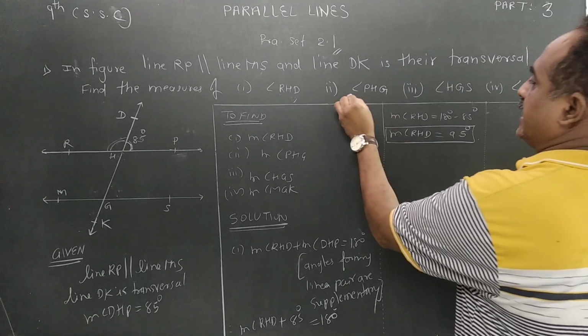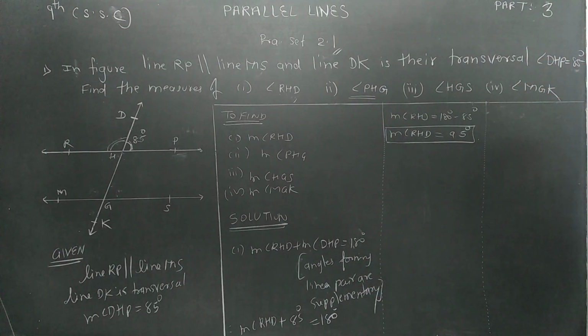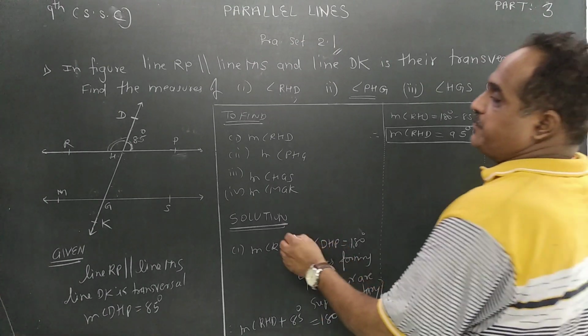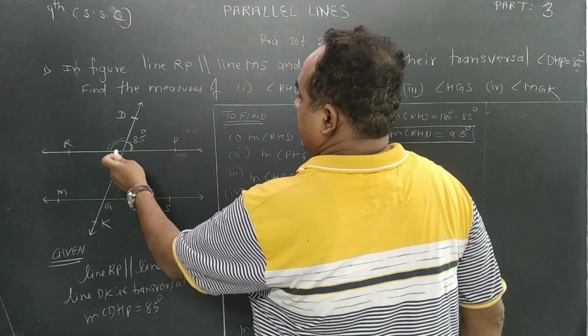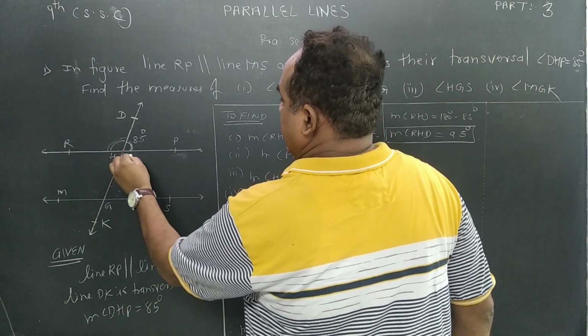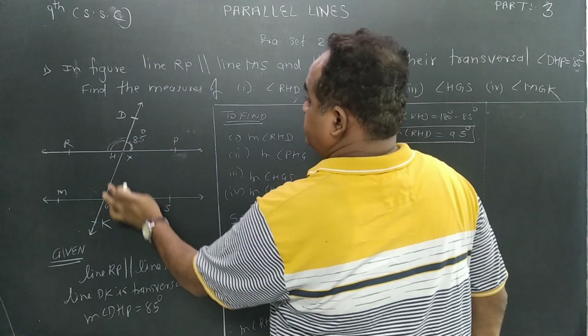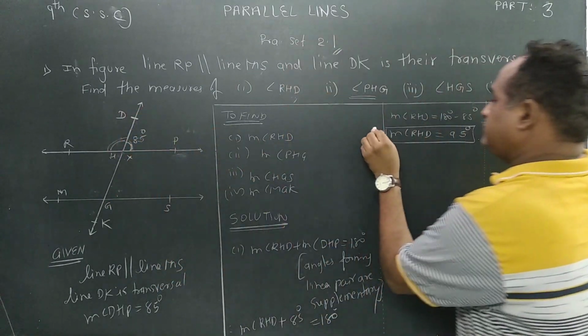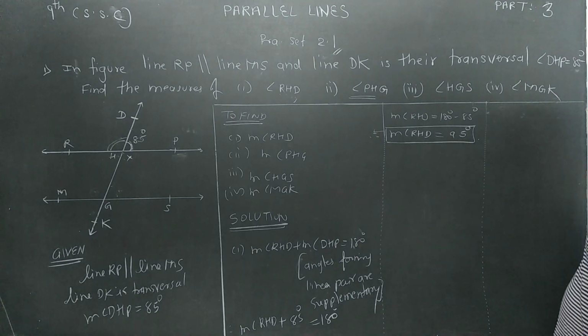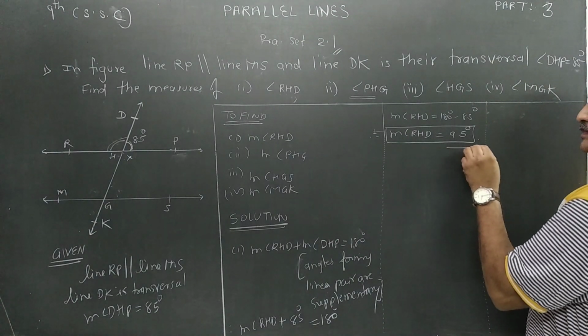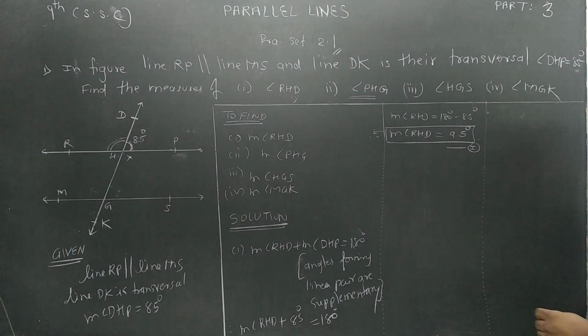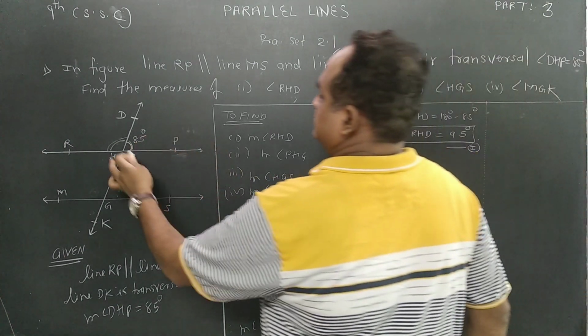Then we are going for the second question. Okay, got it? Now, the second question they have asked you is PHG. PHG. Now we have to find this, right? PHG, but you got RHD. If you want, you can give it as equation 1. So what is the relation between these two?